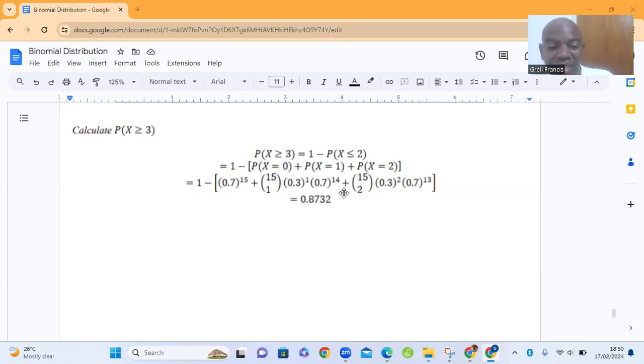Now the plus came from the word or, because less than or equal to 2 means 0 or 1 or 2. And in probability, and is multiplication, but the word or is addition. So you see P of X equals 0 or P of X equals 1 or P of X equals 2. That's P of X equals 0 plus P of X equals 1 plus P of X equals 2. And here we have the calculations. So you add all of these and subtract from 1, and you get 0.8732 for the probability that the number of swimmers that can swim a mile is more than or equal to 3.